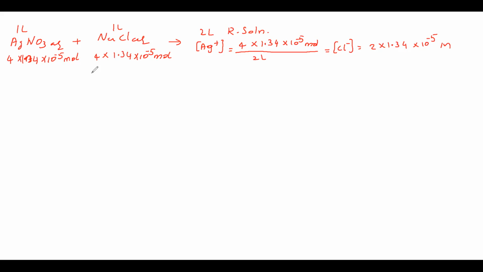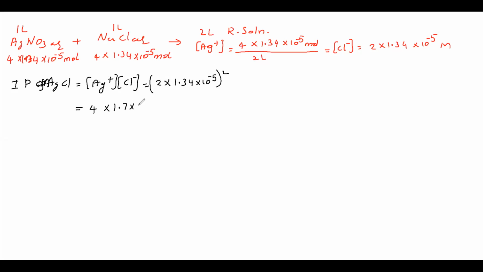So now first we will write the ionic product of AgCl, then we will say whether precipitation is possible or not. Ionic product of AgCl is equal to concentration of Ag plus times concentration of Cl minus. Let us substitute the Ag plus concentration, that is 2 into 1.34 into 10 to the power of minus 5, and the Cl minus concentration also. So we are getting the ionic product of AgCl as 4 into 1.7 into 10 to the power of minus 10 molar square.